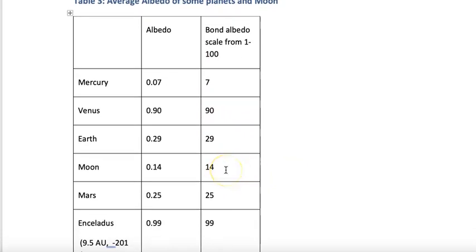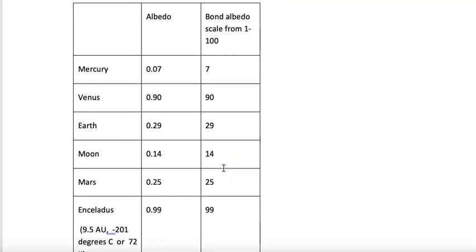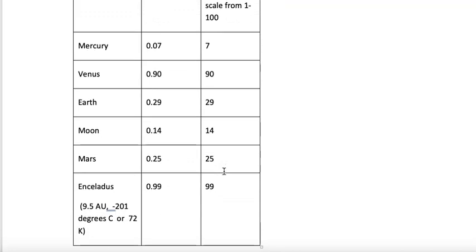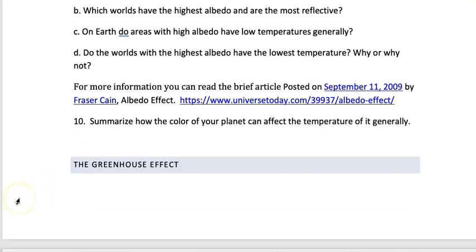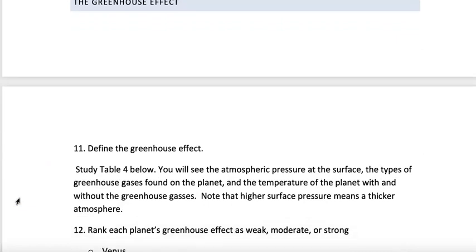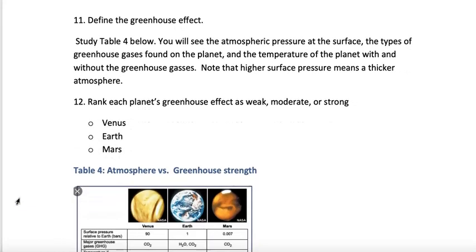It's surprising that the moon is so non-reflective. It's so low, only 14 on the scale of 1 to 100. Just imagine if the moon was not made out of dark regolith, dark rock, but had a very light, white, bright sand. That would make it brighter from the Earth. Okay, moving along, we're going to look at the greenhouse effect, and this is very important.